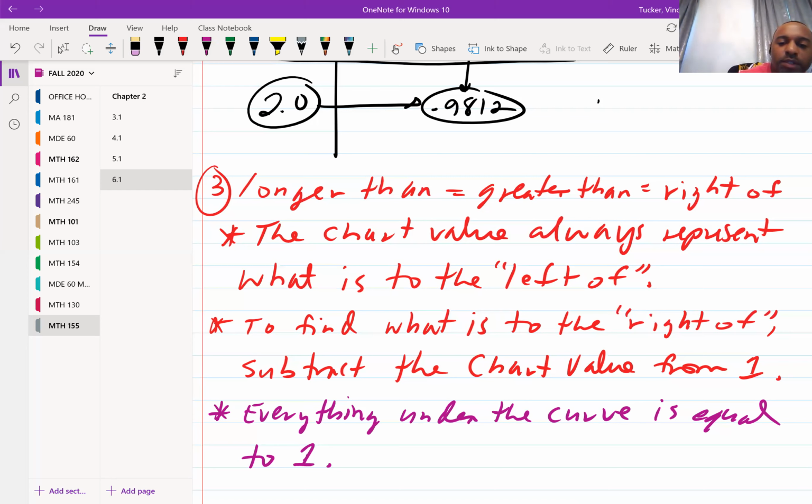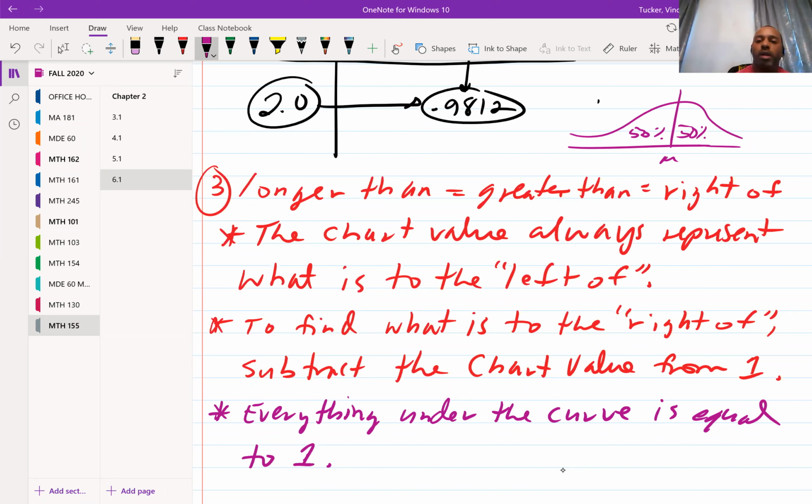And something we didn't mention in this section, I don't see it in here, but it's going to talk about it at some point. Everything under the curve is equal to 1, so that's why we need to subtract it from 1. So when you talk about symmetric about the mean, what you mean in the middle, that means 50% of your data is to the right of your mean, 50% of your data is to the left of your mean. And all of that adds up to 100% or just 1. So everything under the curve is equal to 1.